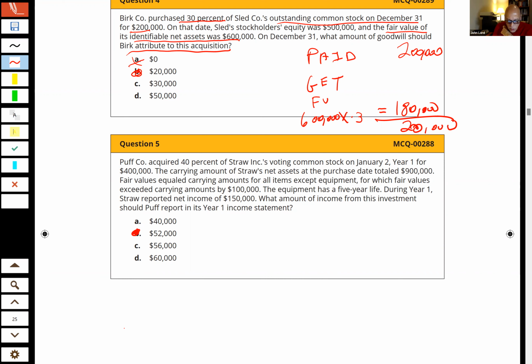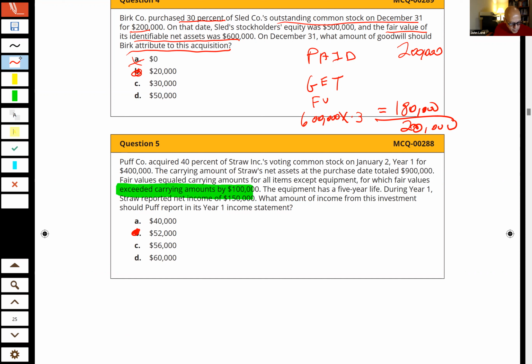But let's look. We acquired 40% of the common stock on January 2nd, year one for $400,000. The carrying amount of Straw's net assets at the purchase date totaled $900,000. Fair value equaled carrying amounts for everything except equipment, which exceeded its carrying amount by $100,000. Now, something I like to do with these questions, just to make sure I'm following, is to note that they're telling me the book value was 900,000, and that the fair value exceeded the book value by 100,000.